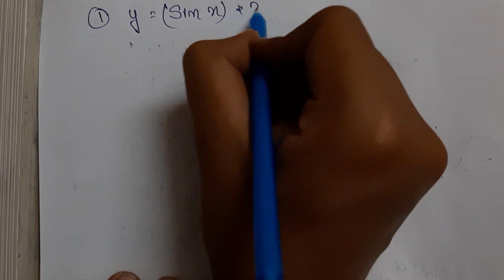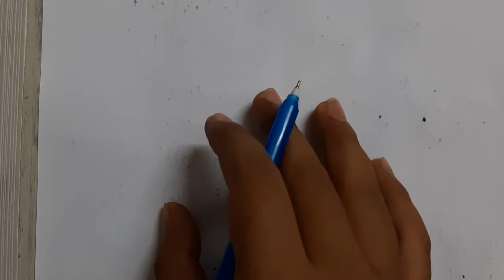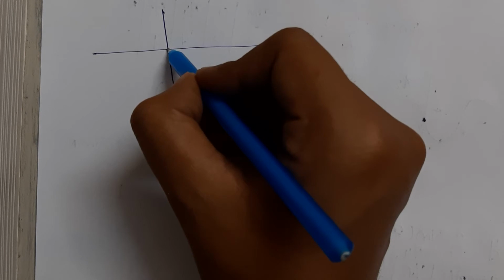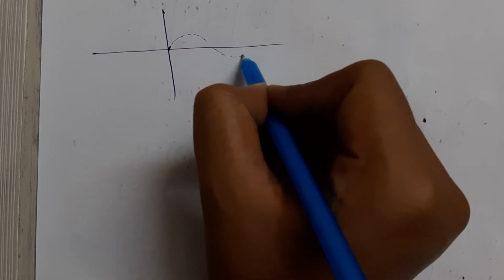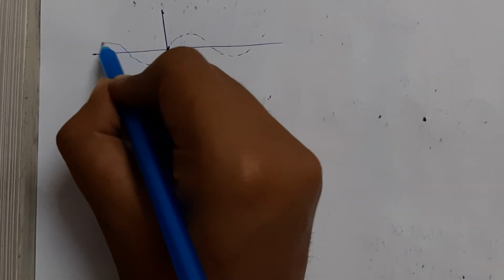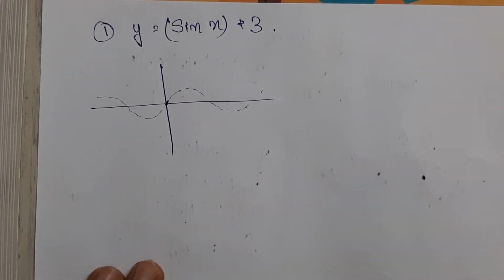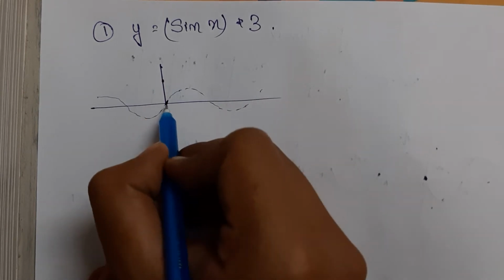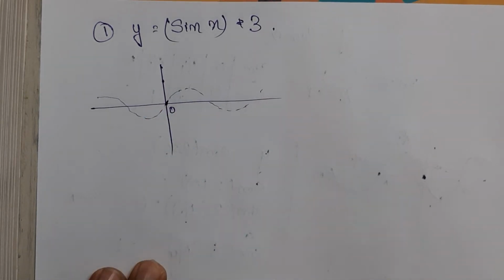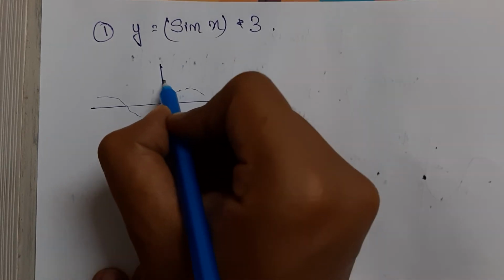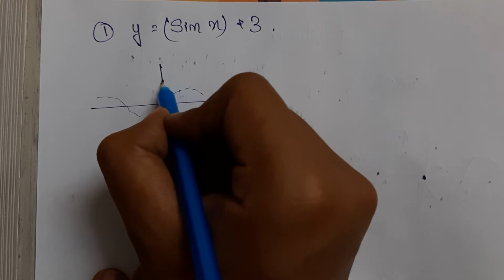It is y is equal to sin x plus 3. So what will be the change here? The sin x graph was like this, right? Easy graph. Now as we have done plus 3 here, what will be the change? Here we started from the origin, or 0 comma 0. Here we will start from 0 comma 3.